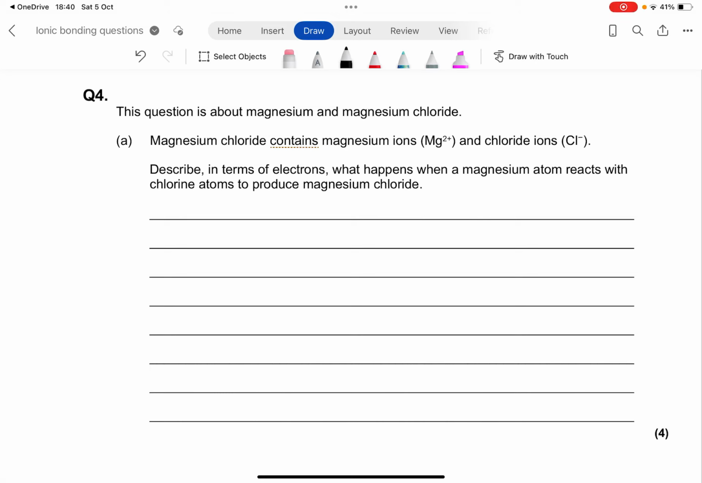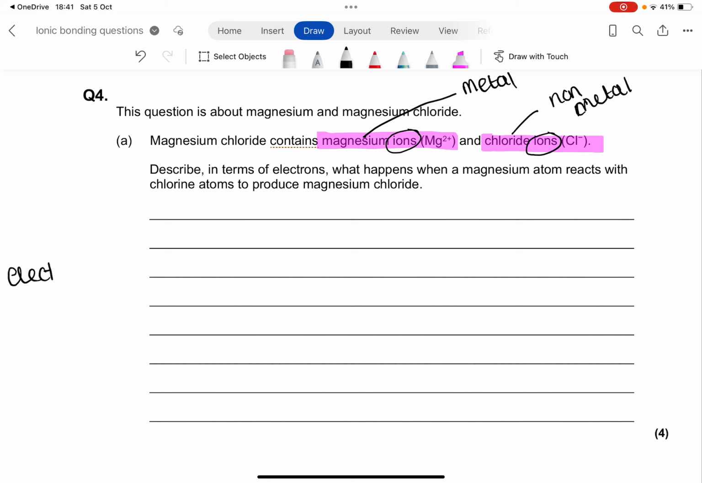Right, so question 4. This is about magnesium and magnesium chloride. So A, magnesium chloride contains magnesium ions. I'm going to highlight that. And chloride ions. So straight away, without looking at anything else, I'm looking at the word ions and thinking ionic bonding. I'm also thinking that magnesium is a metal and chlorine is a non-metal. So that's just going to confirm to me as well that it's ionic bonding. So I should be thinking of electron transfer. And electrostatic forces.